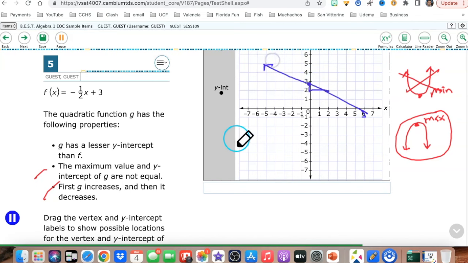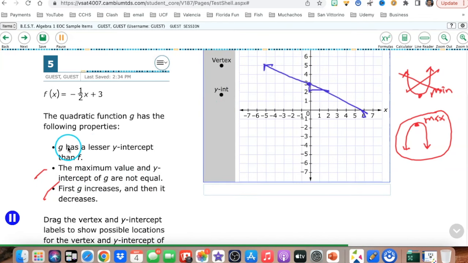Okay? All right. Now, my g function has a lesser y-intercept than f, meaning my y-intercept is going to be lower at any point over here, any point. So my y-intercept is this. Maximum value and y-intercept of g are not equal. Has a lesser y-intercept, so I grab this, and we can put it anywhere we want. This is less, right? Anywhere we want. And the maximum and y-intercept of g are not equal.